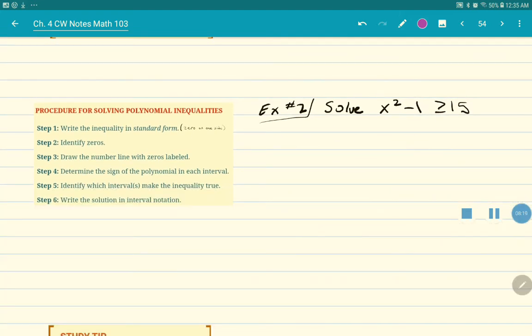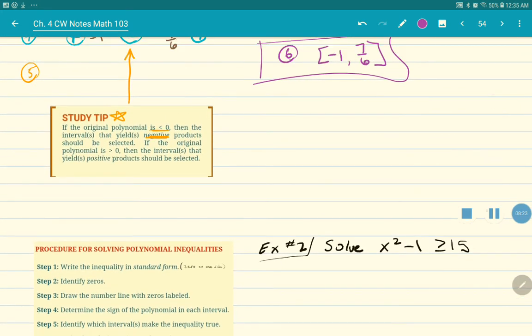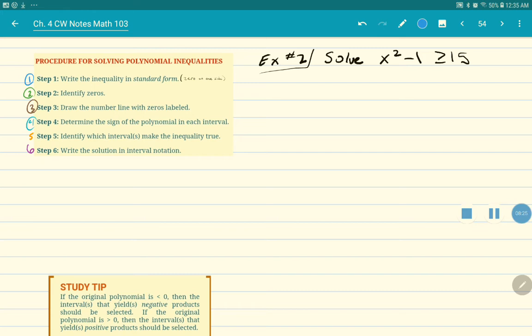So again, step 1, let's try to be consistent with colors here. For step 1, I want to write it in standard form, which means get all the zeros on one side and everything else on the other side. So I have an x squared first, and then I need to subtract 16 from both sides. So I end up getting x squared minus 16 on the left, and on the right I have 0. So that's my standard form.